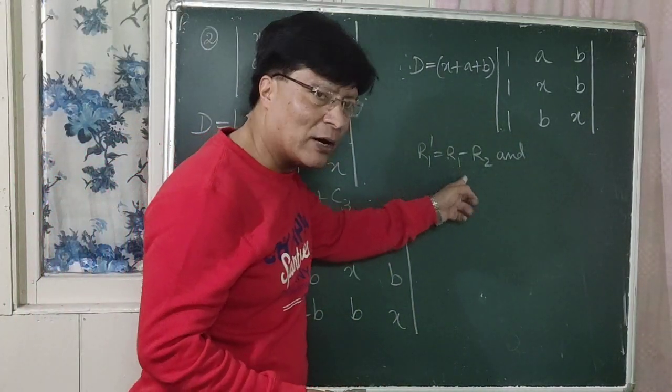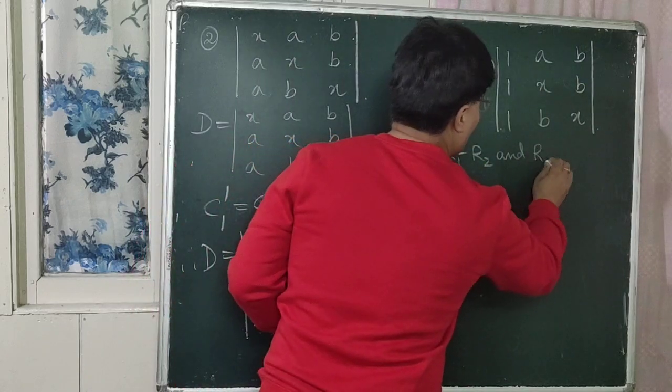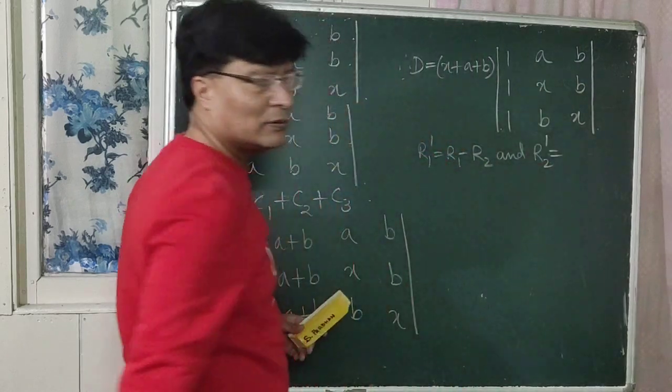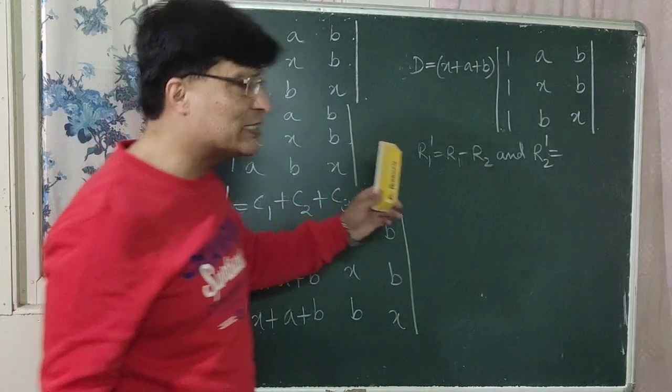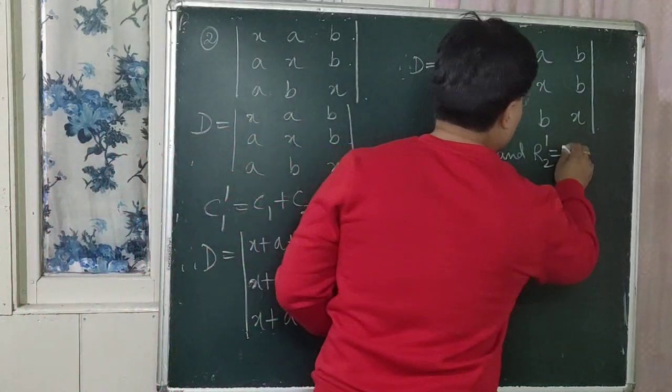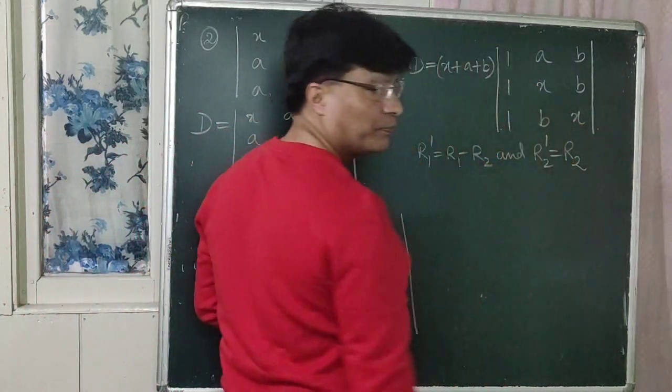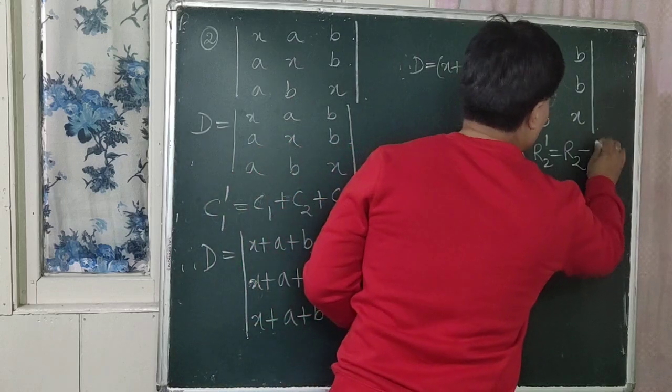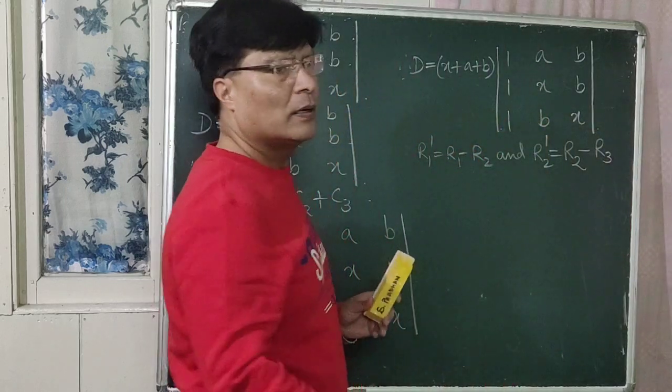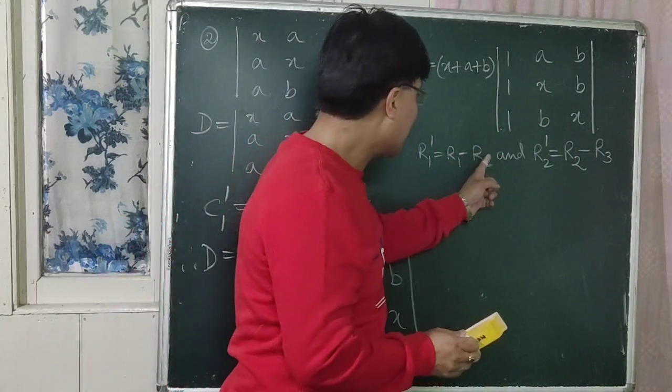That means R1 minus R2, row 1 is changing. R2 minus R3, row 2 is changing. So here, R1 dash is equal to R1 minus R2. And R1 dash means new row 1, that is row 1 is changing by writing R1 minus R2.